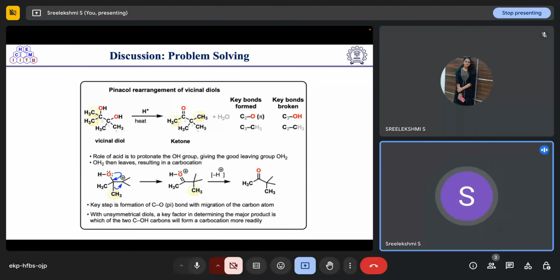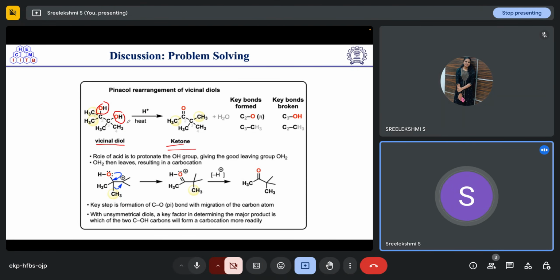Moving to our next reaction, that is the pinacol rearrangement. Here we can see we are using a vicinal diol. A vicinal diol has hydroxyl groups on adjacent carbon atoms. So these 1,2 substituted diols are called vicinal diols. And in the presence of heating and acidic conditions, it rearranges to form this ketone.